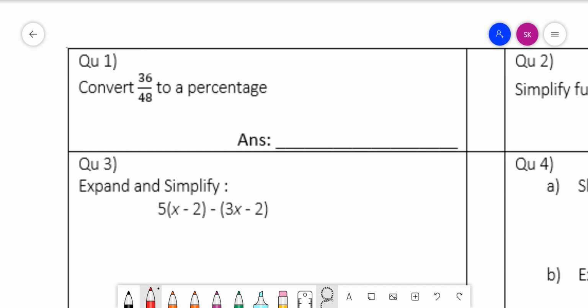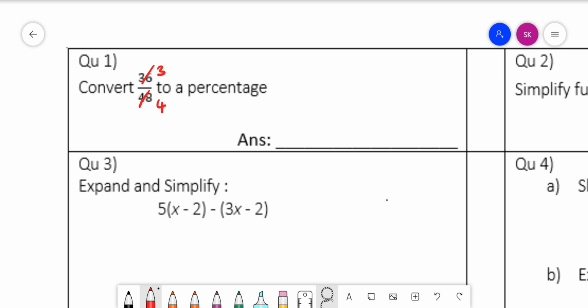Question 1 says convert 36 over 48 to a percentage. So always make your life simple, simplify first. The highest common factor of 36 and 48 is 12. So I'm going to divide both of them by 12 and I get 3 over 4.